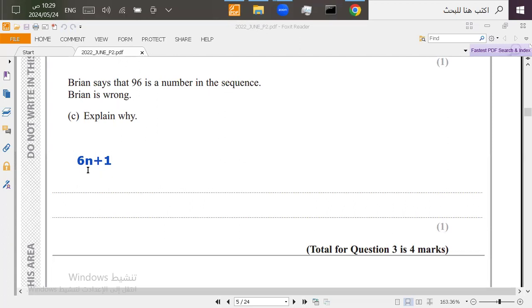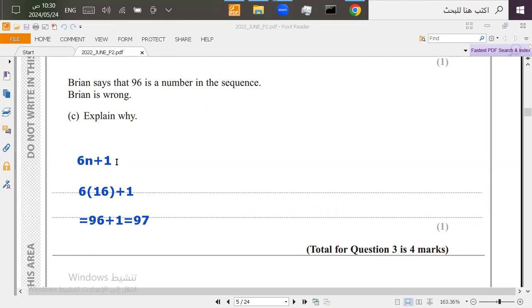So let's say if I multiply 6 by 12, it's going to be 72, it's small. Multiply 6 by 15, it's going to be 90, still small. Yes, 6 by 16 is 96. So if I find the 16th term, 6 times 16, and then plus 1, this is the nth term of the sequence. So the answer will be 96 plus 1, which is 97. So 96 is not in the sequence. This is how you explain the question.